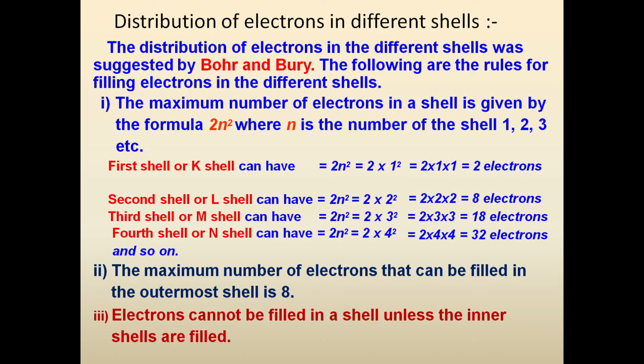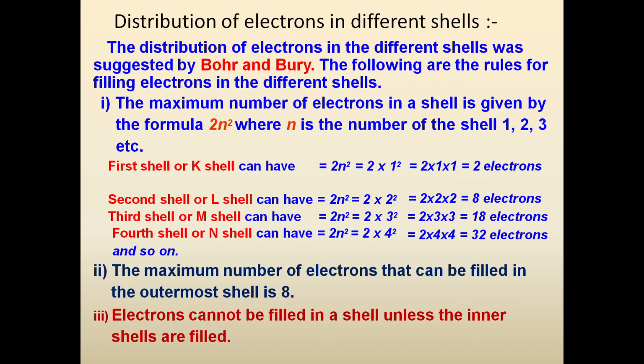This distribution of electrons in the different shells was suggested by Bohr and Bury, and there are certain rules for filling the electrons in different shells. So let us do these rules one by one. First rule: the maximum number of electrons in a shell is given by the formula 2n square, where n is the number of the shell. n is 1 if we are talking about K shell, n is 2 if we are talking about L shell, and so on.